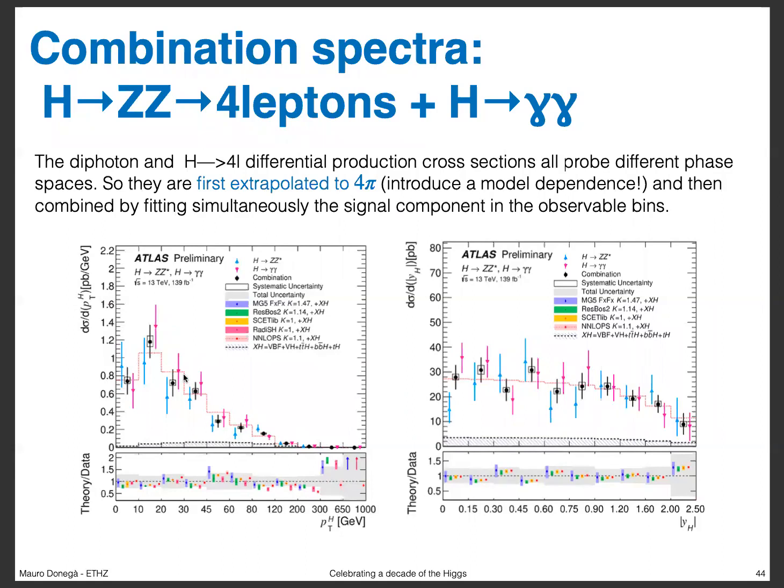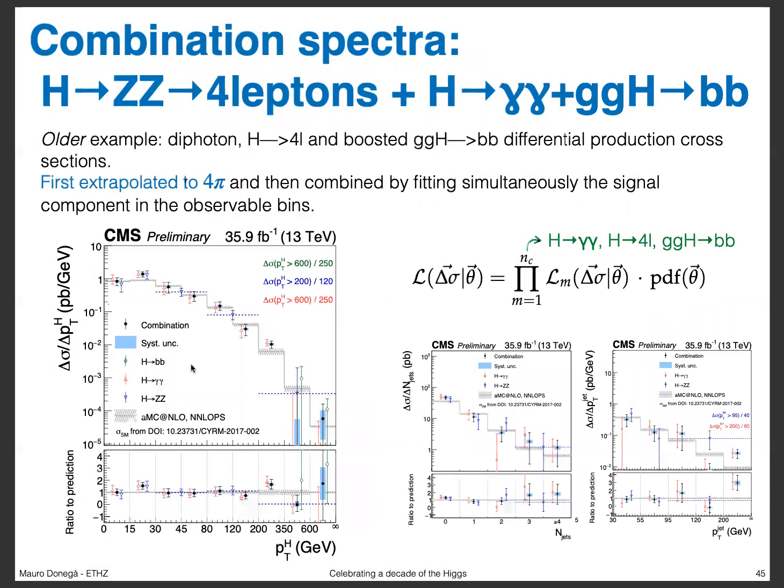When you do the extrapolation, then your super model-independent fiducial cross section acquires the model dependence of this extrapolation. And this is something we have some ideas on how to bypass, and I'll come back to this in a couple of slides. Now, this is essentially the same idea. It's an older example. We're combining now H to gamma gamma, ZZ, and bb in pT and in other quantities.